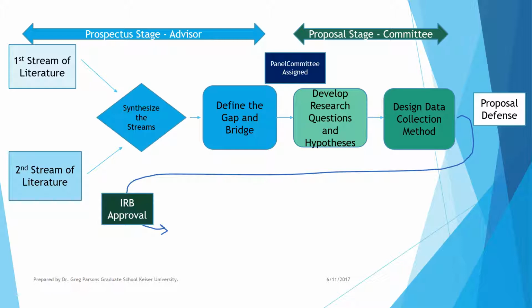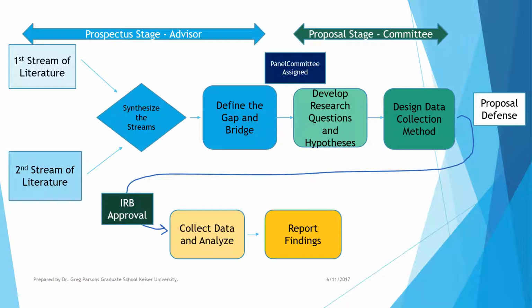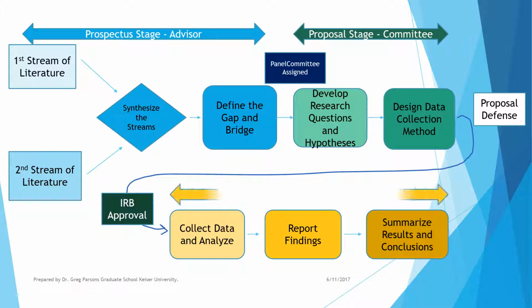But first, the IRB approval is necessary, and again, the committee chairperson is extremely important. They are the main person that communicates between the student, the committee, and the IRB. So there's a strong responsibility there. And then once the approval is gained from the IRB, we go out and start collecting the data, analyzing the data, reporting on the findings, which becomes Chapter 4 of the dissertation, and eventually summarizing the results and conclusions and looking at what else you could have done and what can come next.